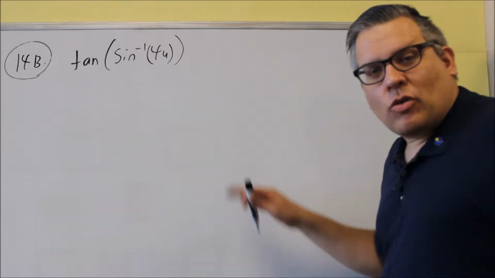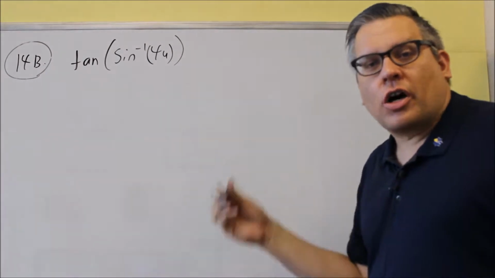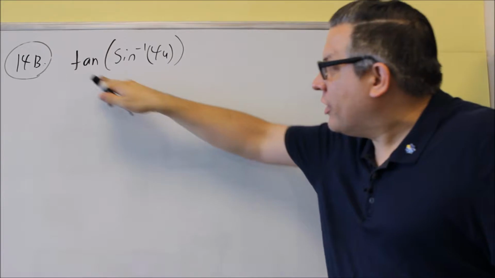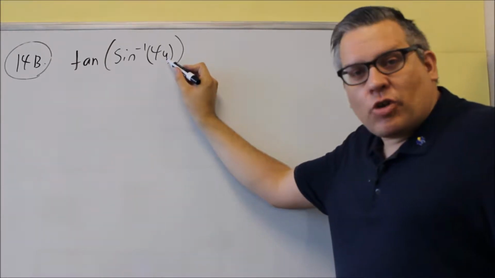Okay, so 14b is going to work the same as 14a. Because we have two different trig functions, we need to draw a triangle, label it. We'll use the inside one to draw the triangle, and the outside one is what we'll use to get our answer. We're given the same instructions as a.